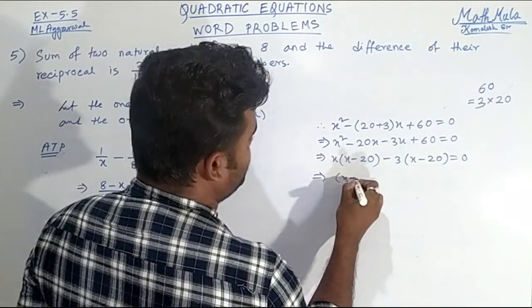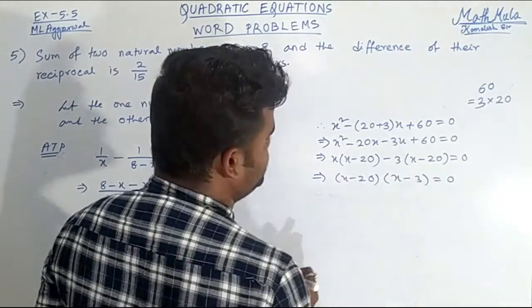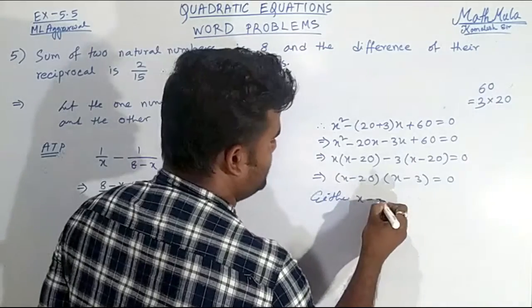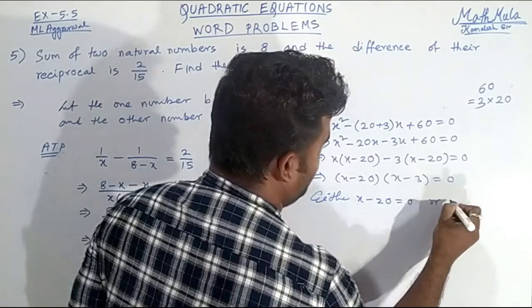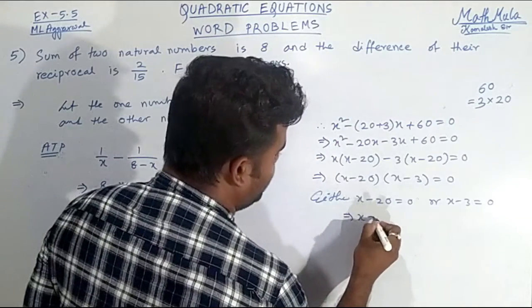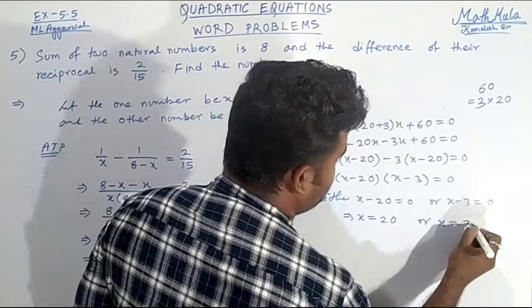That implies x minus 20 is the common and the rest x minus 3 is equal to 0. Now the product of two numbers is equal to 0. So either x minus 20 equal to 0 or x minus 3 equal to 0. That implies x equals 20 or x equals 3.